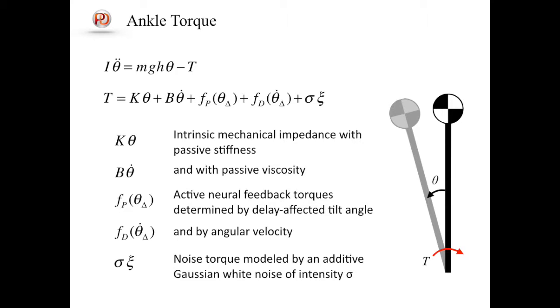Do you remember that there are 5 types of the torques forming the ankle torque? 2 of them are related to the intrinsic mechanical impedance with passive stiffness and viscosity. The other 2 are active neural feedbacks determined by delay tilt angle and angular velocity. The last one is noise torque.